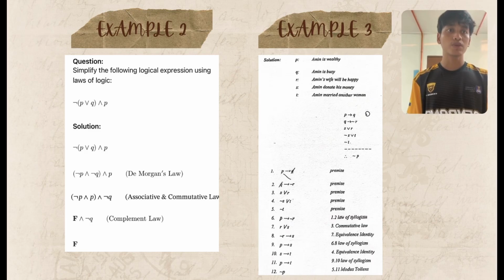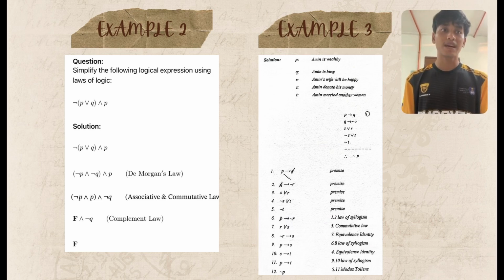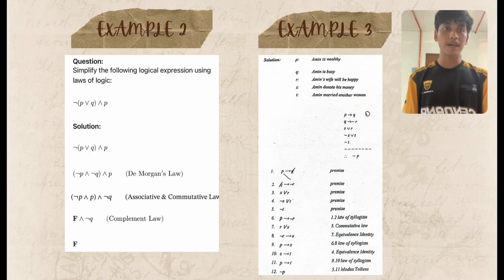From 1 and 2, we use the law of syllogism, which states P implies negation R. And then from 3, we use the commutative law, R or S. And then from 7, we use the equivalence identity because negation R implies S. From 6 and 8, we use the law of syllogism because P implies S.